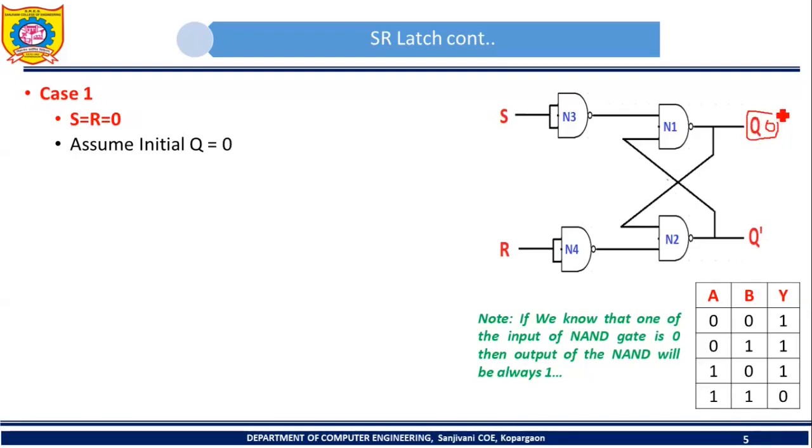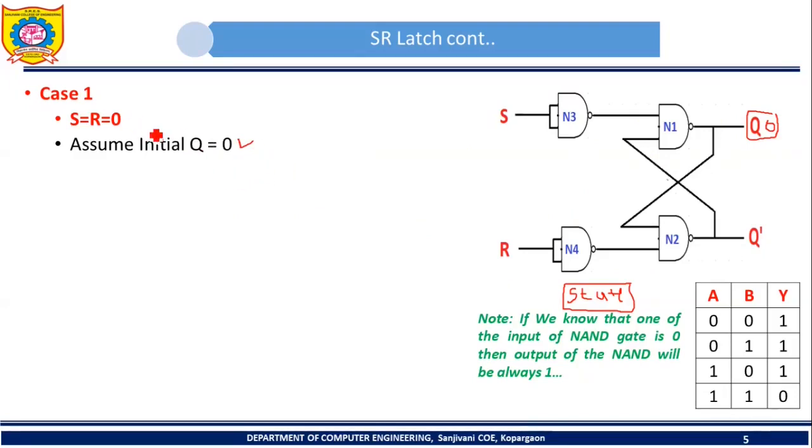Here I will use one more term, that is the state of the latch. When I say state of the latch, I am referring to the value of Q of this latch. So the state of the latch is nothing but the value of Q. The value of Q at one particular time will represent the state of this particular latch. The state of this latch will be either logic 1 or logic 0. Here we have assumed that the initial state of this SR latch is 0.